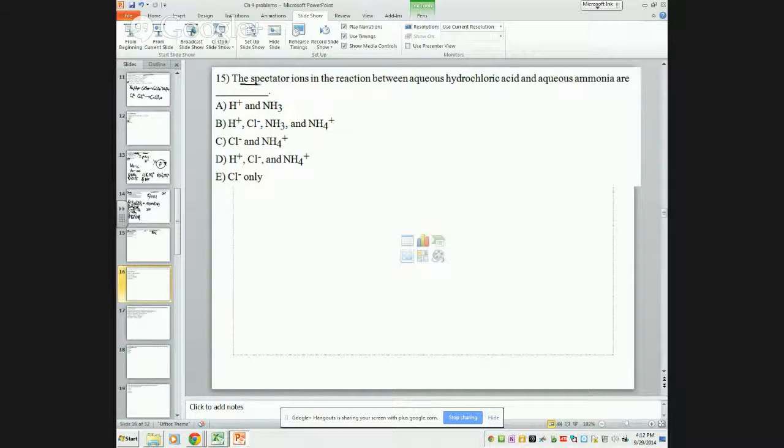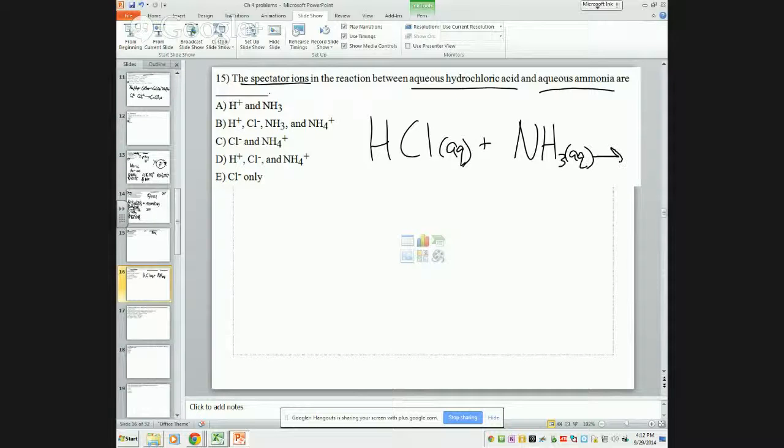All right, we look at 15. The spectator ion. Remember, a spectator is somebody who just watches, isn't involved, but watches it. So a spectator ion isn't involved in a reaction. It just kind of is there at the beginning and at the end. Between aqueous hydrochloric acid and aqueous ammonia. So I got hydrochloric acid and ammonia, which is going to give me what? Well, I know ammonia is a base. It's going to take up the H+. So I know I'm going to end up with NH4 plus and Cl minus.